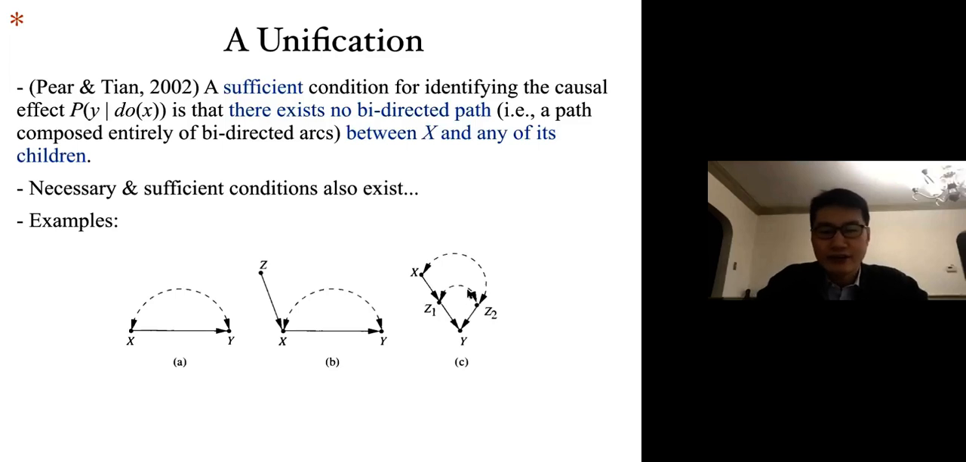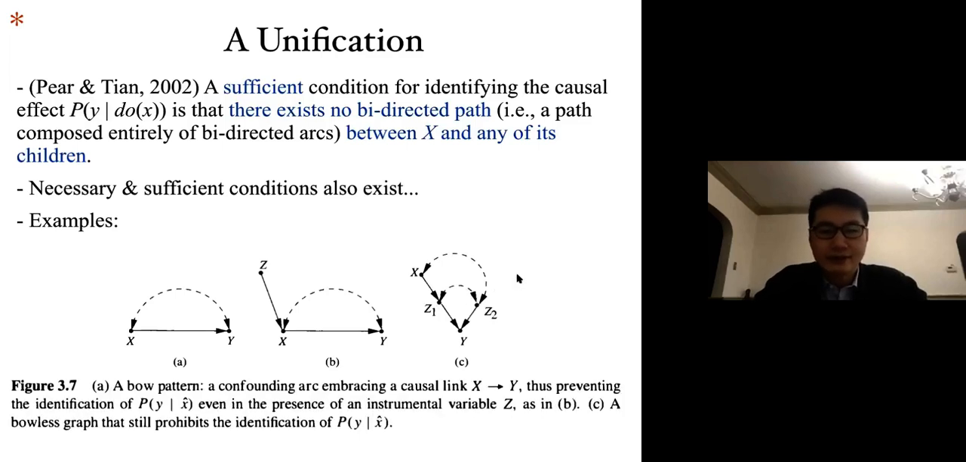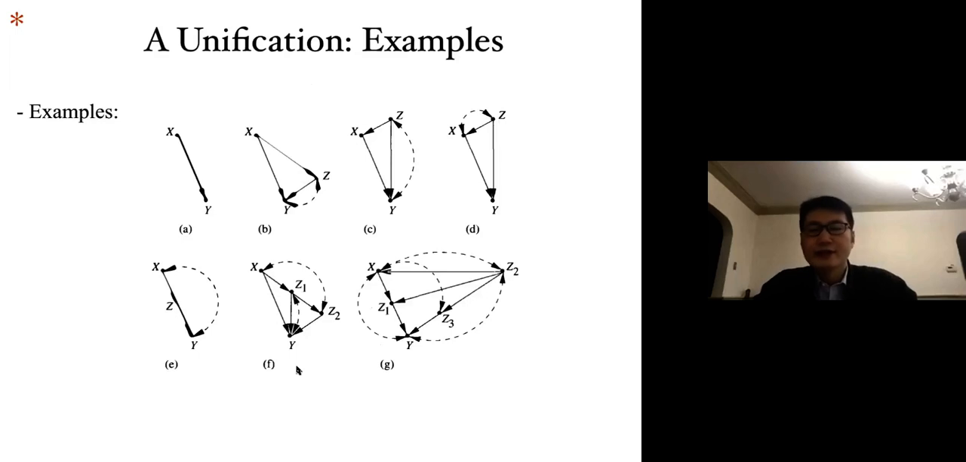Now let's quickly verify this condition on the graphical representations. Here, you can verify that in all those examples, this condition holds true. Right here, x causes y, there's no bidirected path between x and y. And here, x causes y, x causes z, there's a bidirected path between z and y. And again, this condition holds true. Okay, so you can verify this condition. And as long as this condition holds true, we know that the causal effect of x on y is identifiable.